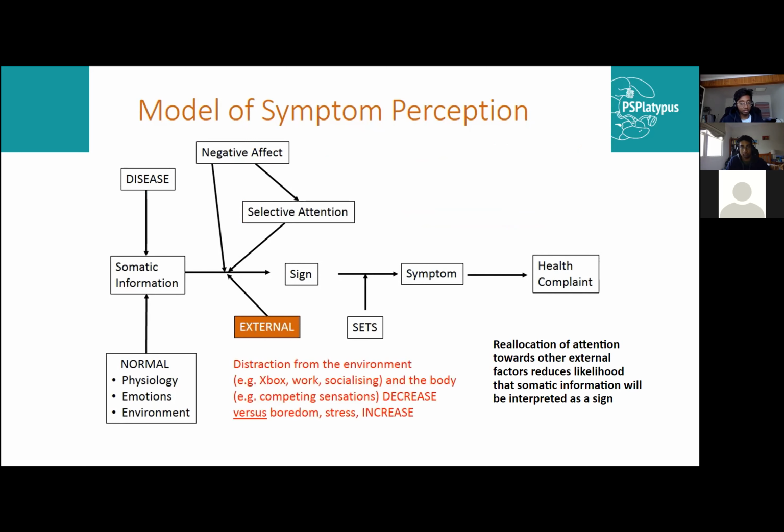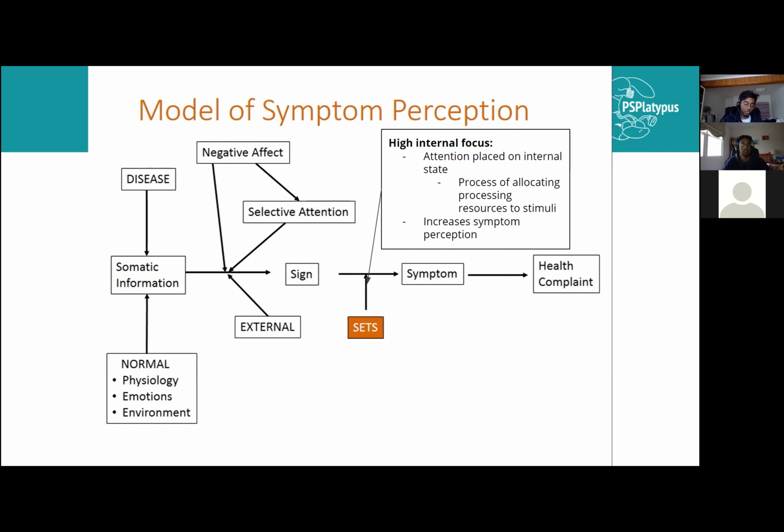And there's also external things that detract away from detection of signs, and that is distractions. So that's reallocation of attention to external factors, versus things like negative affect, which would increase attention, or selective attention, which literally means to be attentive about this somatic information selectively.